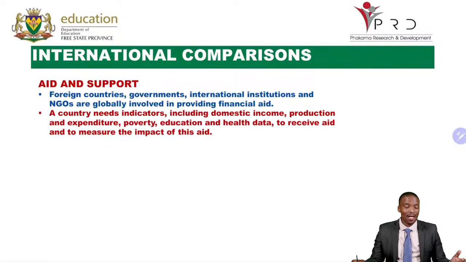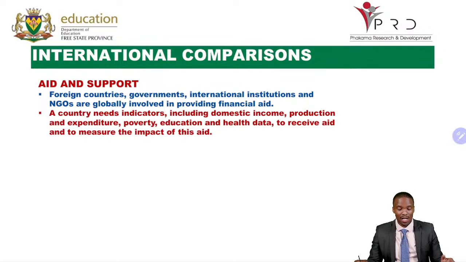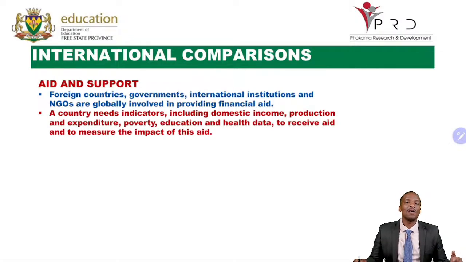We look at the last one, which is aid and support, where foreign countries, governments, and international institutions, as well as other NGOs, I mentioned the Gift of the Givers, I mentioned the Red Cross, are globally involved in providing what we call financial aid. The country's needs indicators include domestic income, production, expenditure, poverty, education, and healthcare data to receive aid and to measure the impact of this aid. So these organizations cannot just come to a country and say, we are here to offer support if it's not needed.